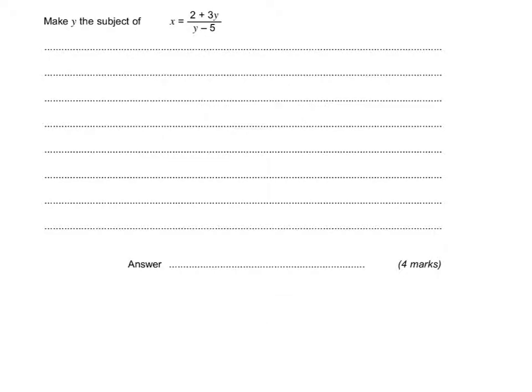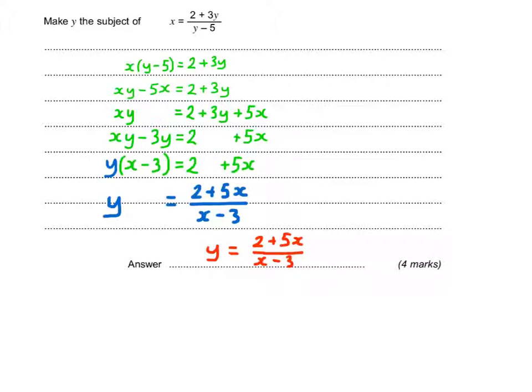Here we go. Make y the subject of x equals (2 plus 3y) divided by (y minus 5). Okay, first thing I'm going to do is multiply by the bottom of the fraction. If I multiply the right hand side by y minus 5, I'm left with just the top. But then I need to do the same to the other side, so x times (y minus 5) equals 2 plus 3y.